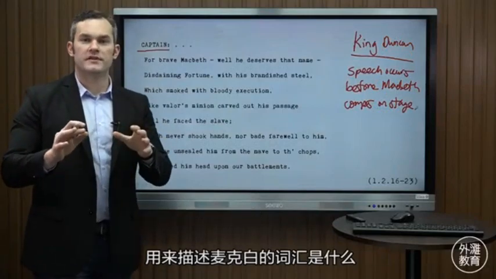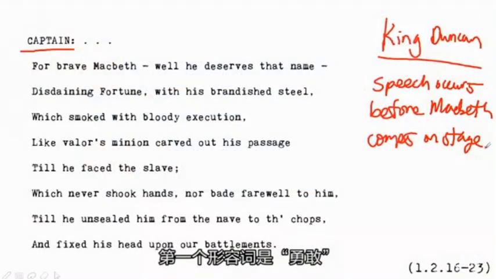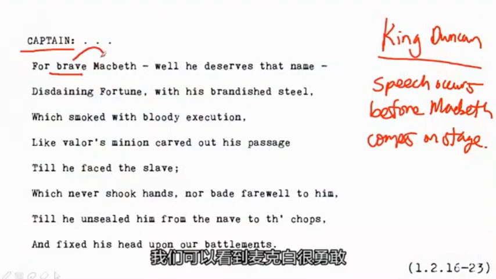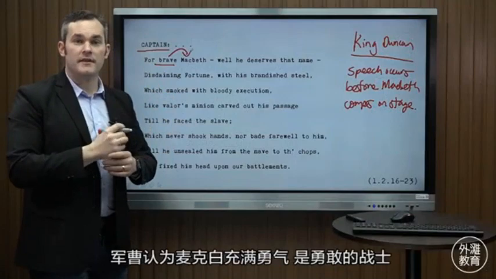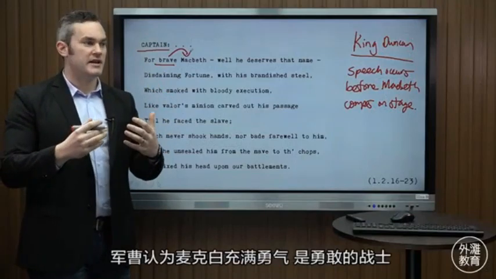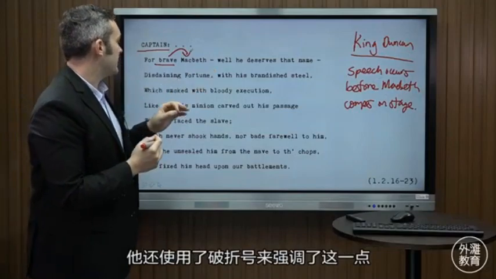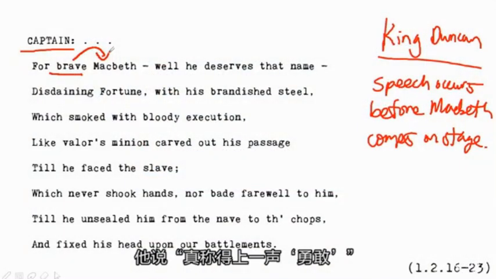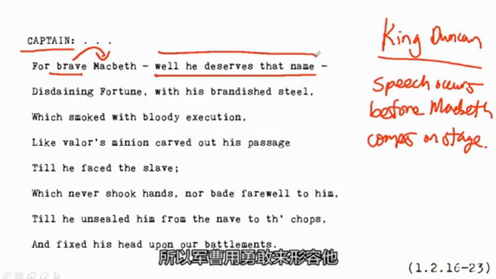What are some of the words that are used to describe Macbeth? Well, the first adjective we see is brave. So we learn that Macbeth is courageous. The captain in the army thinks that he is full of courage and he is a brave warrior. And he even emphasizes this with a parenthesis where he says, well, he deserves that name. So he calls him brave and then he says he deserves to be called brave.